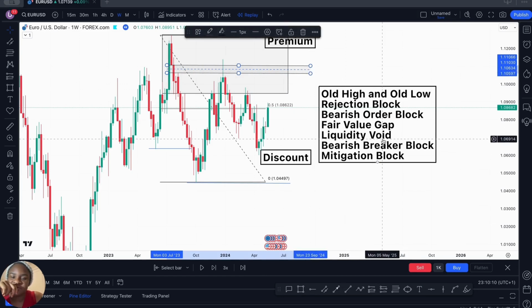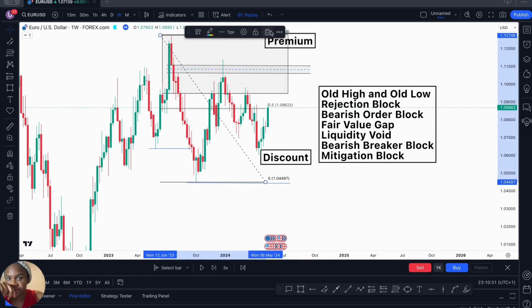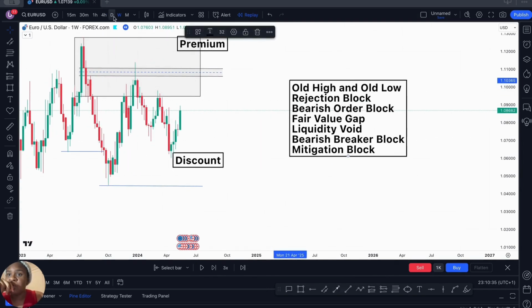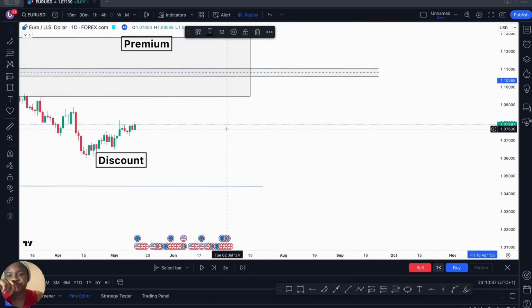Is there a liquidity void? No. Is there a bearish breaker? The bearish breaker is in the discount area, so I will not see it as something that's strong. Is there a mitigation block? No. So now if the market was going to counter trade, if I want to trade this up here, I know that when the market gets here or around here, the other block, the market is going to act very funny, trying to push me down. Now I'm on 1 week, going down to 1 day.